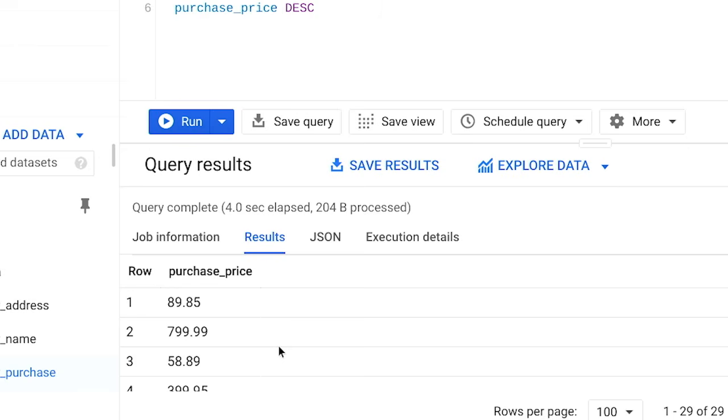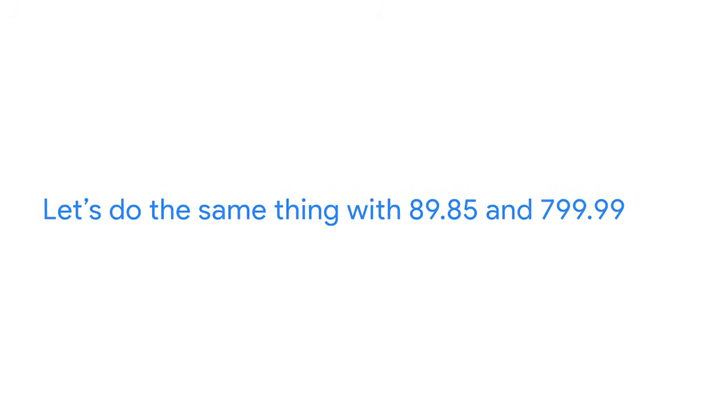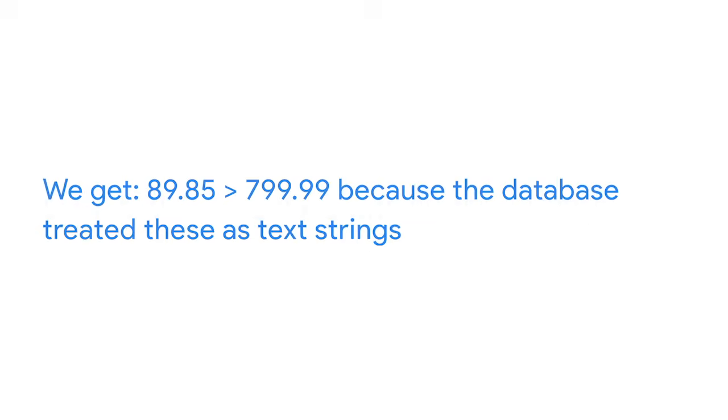799.99. When we sort letters, we start from the first letter before moving on to the second letter. So if we want to sort the words apple and orange in descending order, we start with the first letters, A and O. Since O comes after A, orange will show up first, then apple. The database did the same with 89.85 and 799.99. It started with the first character, which in this case was an 8 and a 7, respectively. Since 8 is bigger than 7, the database sorted 89.85 first and then 799.99 because the database treated these as text strings.